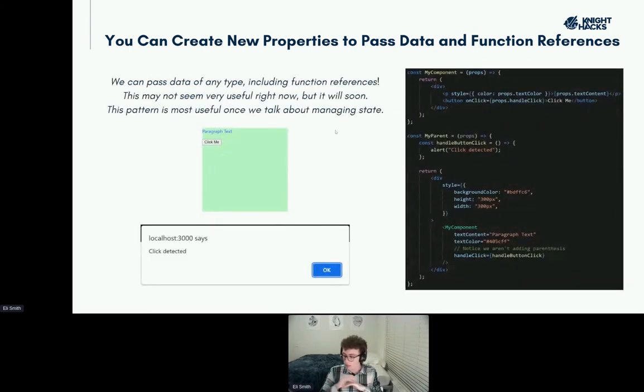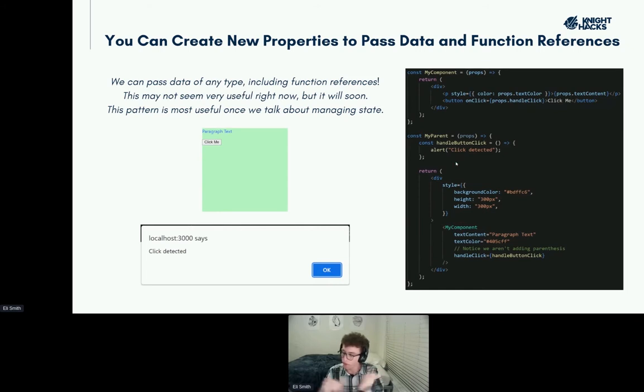So keep in mind, we can pass data of any type through the properties. What we had done previously was pass numbers and Booleans and strings, excuse me. But we can also pass function references. And we're going to go over a quick demo of why that might be useful, but it will become a little bit more clear once we get into state, which will come a little bit later. But what we can do is we can essentially execute a function in a parent component from our child component.